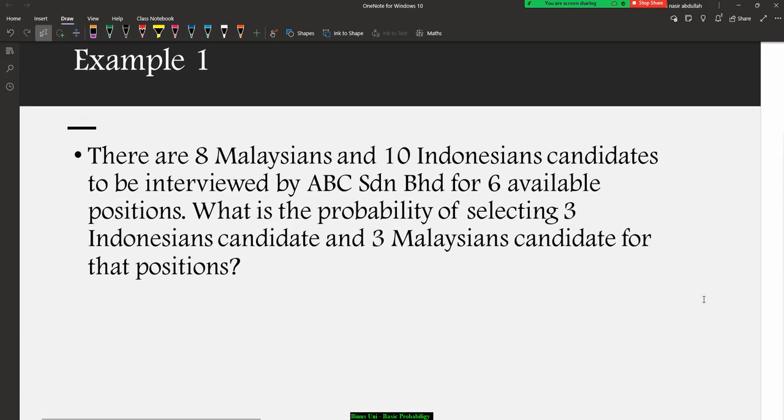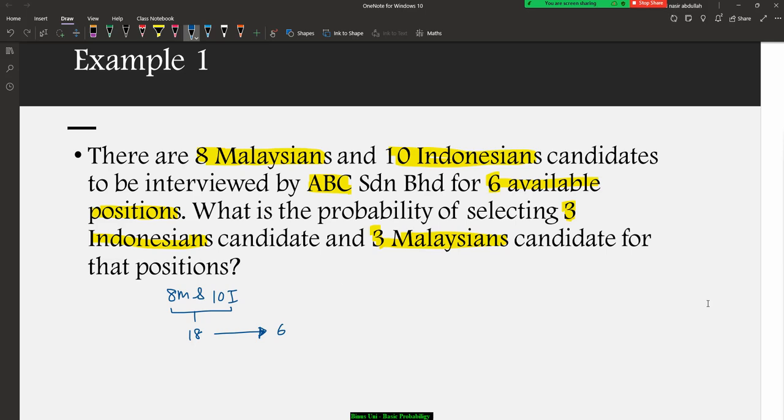Right, so let's look at example number one. Let's say there are 8 Malaysian and 10 Indonesian candidates to be interviewed by ABC Sdn Bhd for 6 available job positions. So what is the probability of selecting 3 Indonesian and 3 Malaysian for those positions? Now let's look at the available data. We have 8 Malaysian and 10 Indonesian, so the total is 18 candidates. We want to fill in 6 positions out of 18.